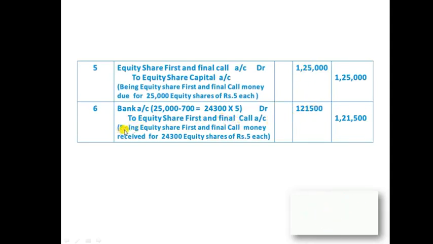We should write the narration: being equity share first and final call money received for 24,300 equity shares of ₹5 each. So whenever there are calls in arrears, at the time of collecting money we need to minus whatever is not received and calculate on the balance shares. Hope you understood this particular concept.